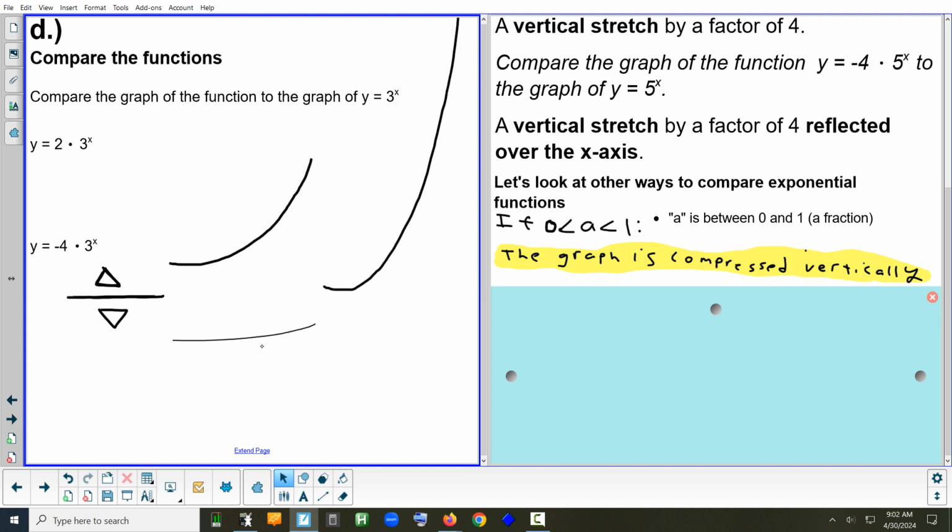All right. So if the number in front, write that down. That's the number we're talking about right here. If that number is between 0 and 1, that's going to take your graph, and instead of stretching it, it's going to squish it.